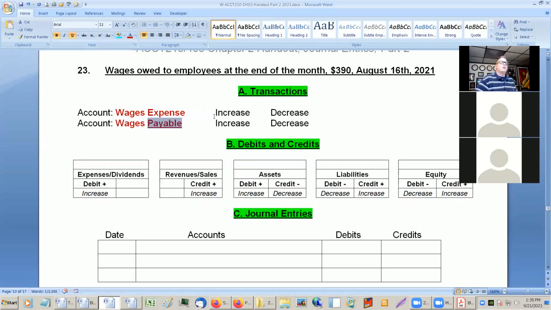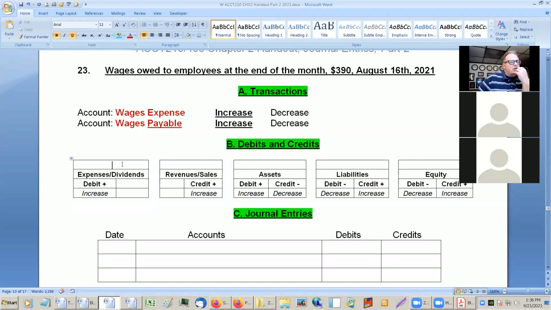Okay, wage expense. Nice thing about expenses, always increasing. Okay, payable. Do we owe more or less? More, increase? Yep, do we owe more? Right, we owe them $190 more actually.